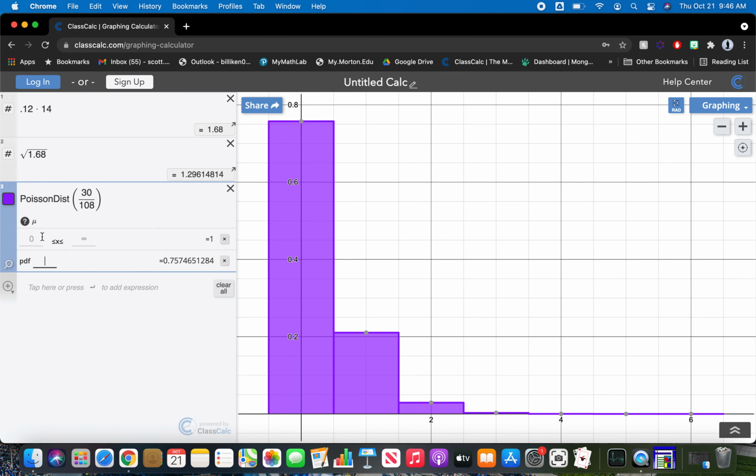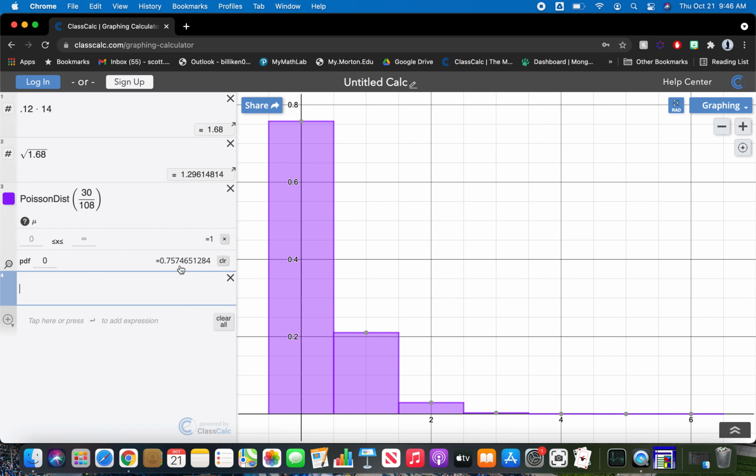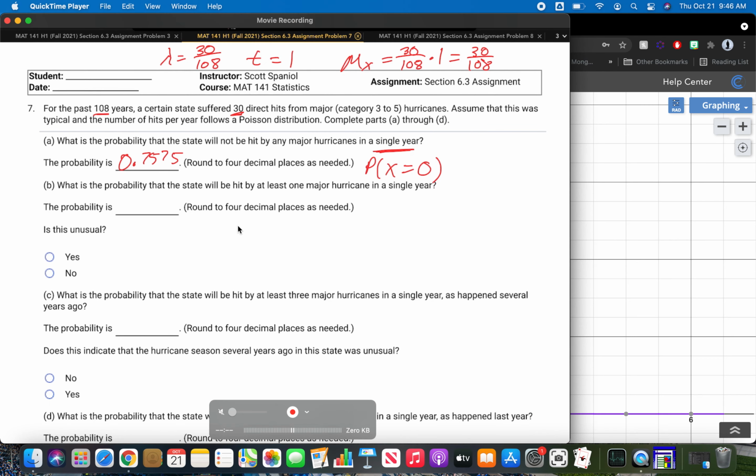Okay. So we're just going to put 0 into our PDF function, and that's 0.7575 when we round to 4 decimal places. So then what's the probability that it will be hit by at least one major hurricane?